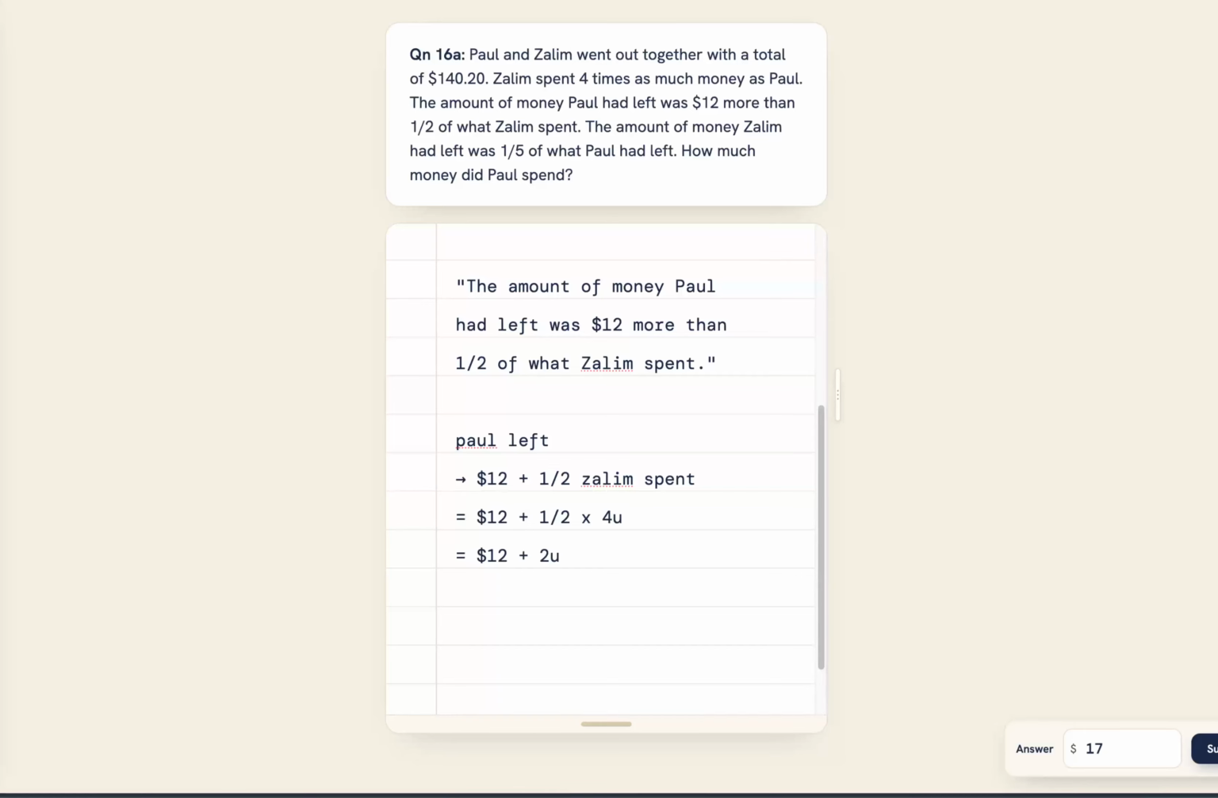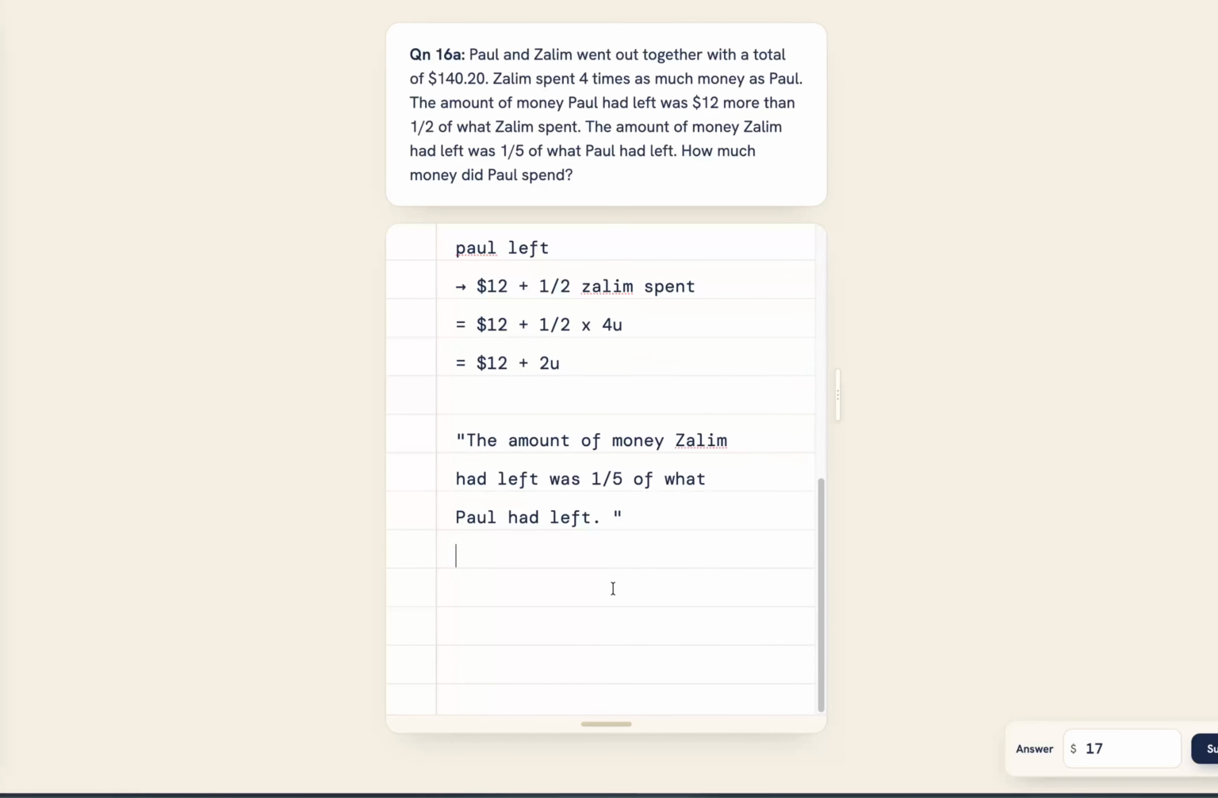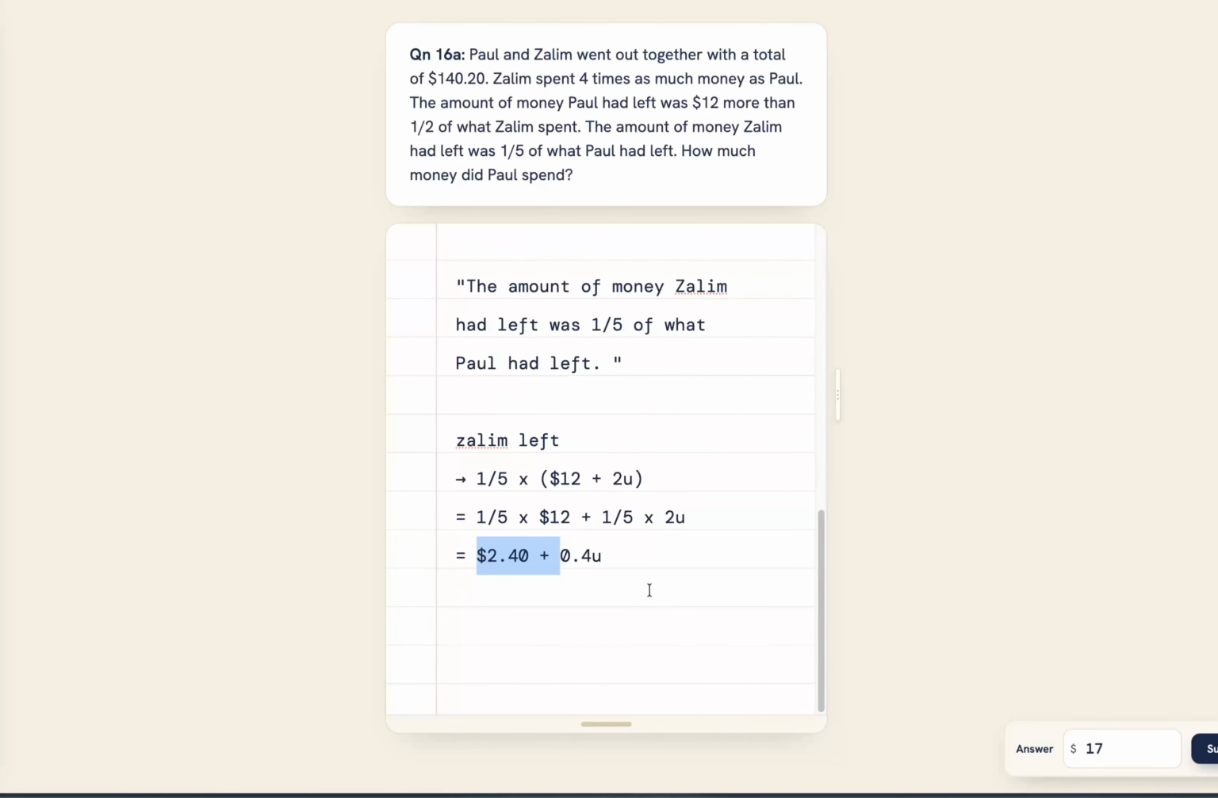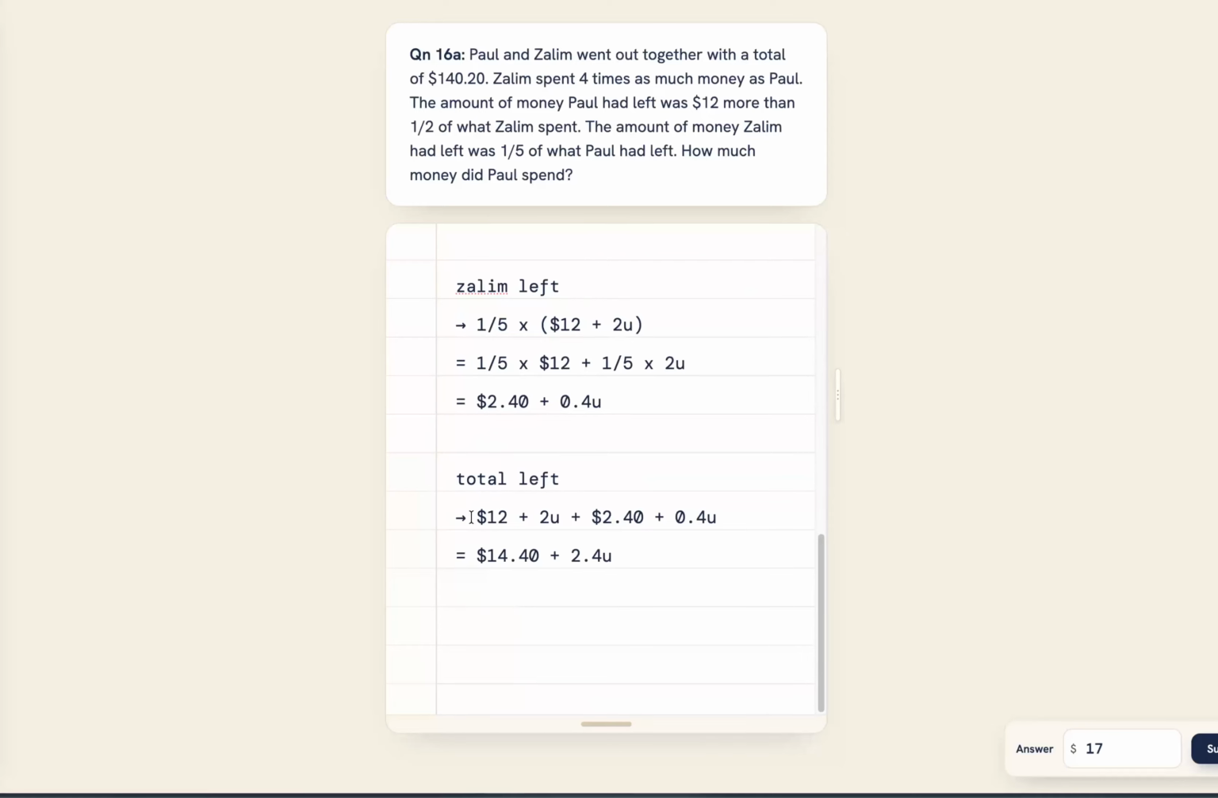The next statement says the amount of money Zalim had left was 1/5 of what Paul had left. So Zalim left is 1/5 times $12 plus 2 units, which is essentially 1/5 times $12 plus 1/5 times 2 units. This will give us $2.40 plus 0.4 units. Then we want to calculate everything. The total left would be 12 plus 2 units plus $2.40 plus 0.4 units, and we have the total left of $14.40 plus 2.4 units.